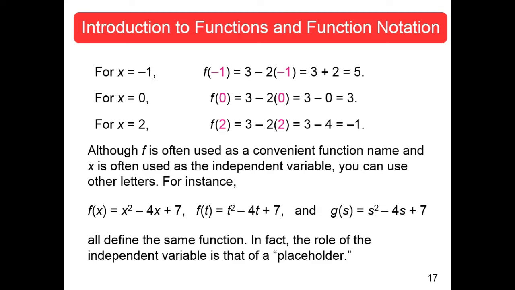Got the same thing we did for x. f of negative 1: 3 minus 2 times negative 1 is 3 plus 2, 5. f of 0: 3 minus 2 times 0 is 3 minus 0, which is 3. f of 2 would be 3 minus 2 times 2. 2 times 2 is 4, so 3 minus 4 is negative 1.